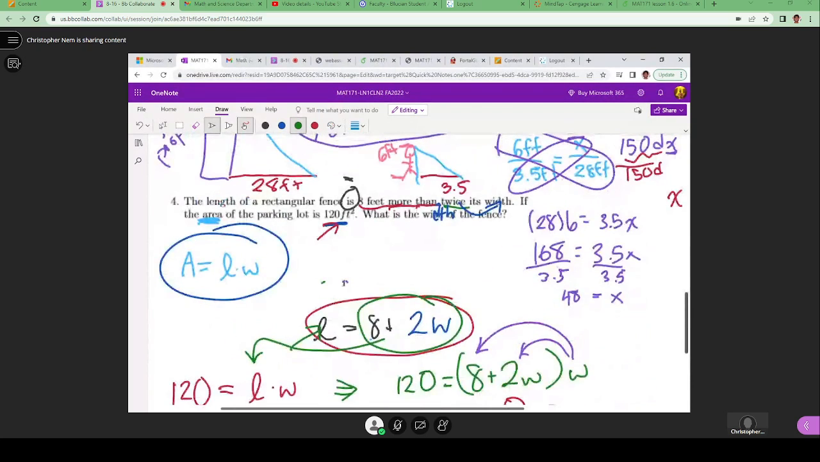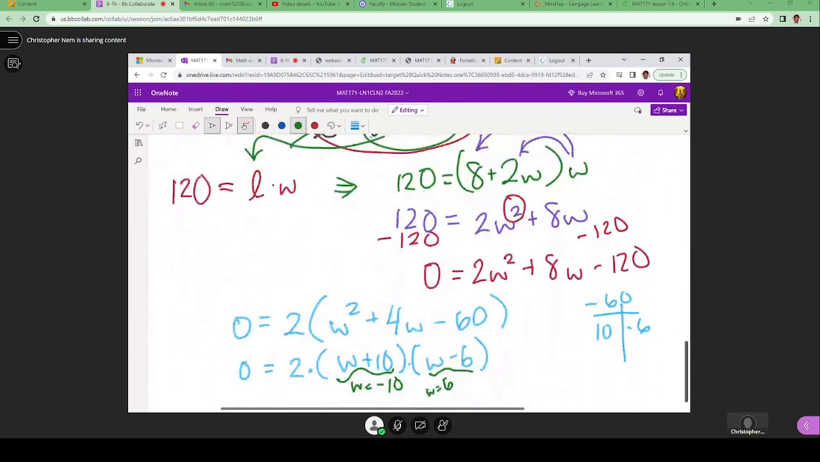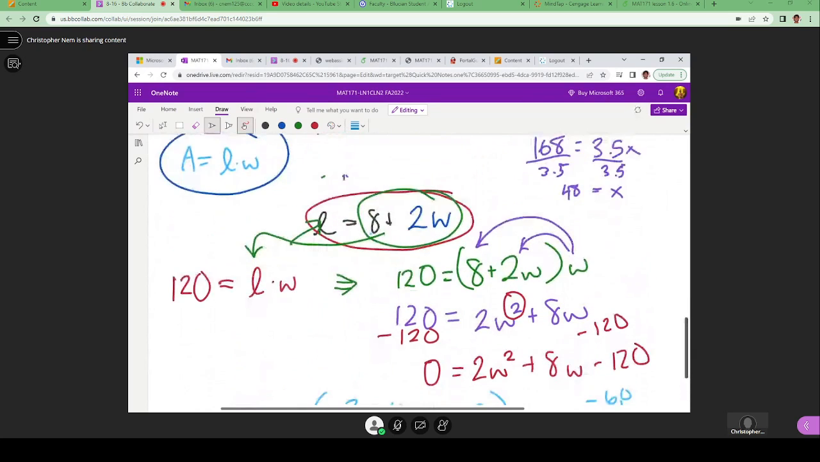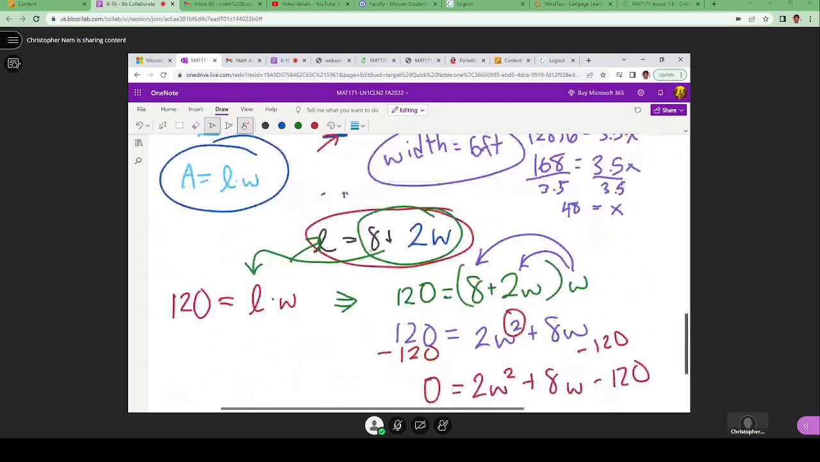And when we're talking about the width of a fence, which one do I not want? I definitely don't want this guy, because it's a negative number. You don't have negative measurements in the real world. So your width is only 6. And 6 what? 6 feet, because that's the problem we were working with. So width equals 6 feet. Boom. So we just solved a question that had a quadratic.